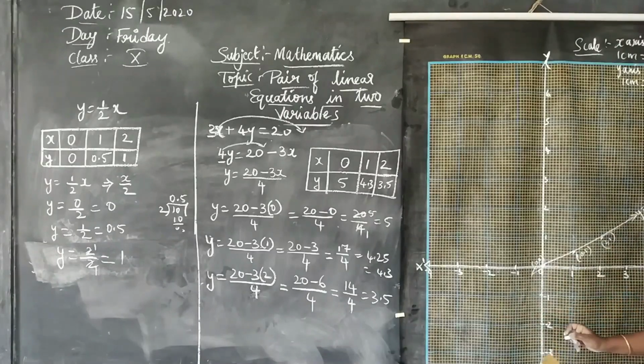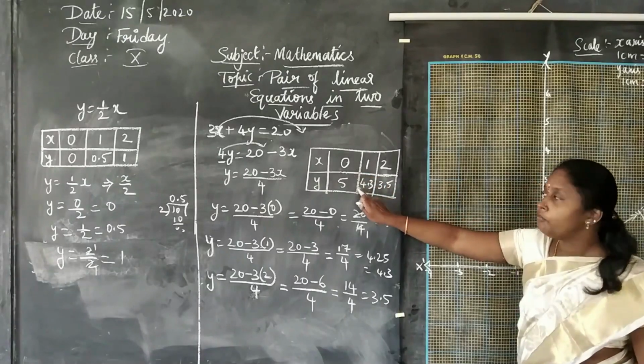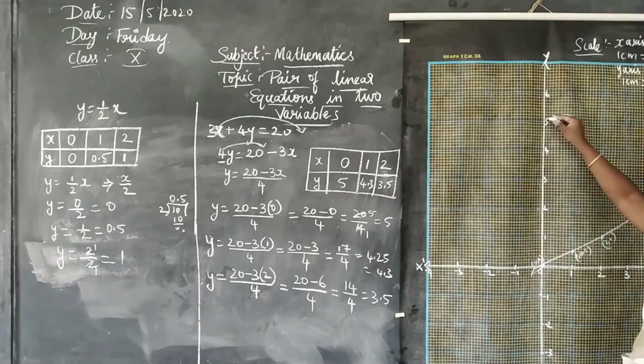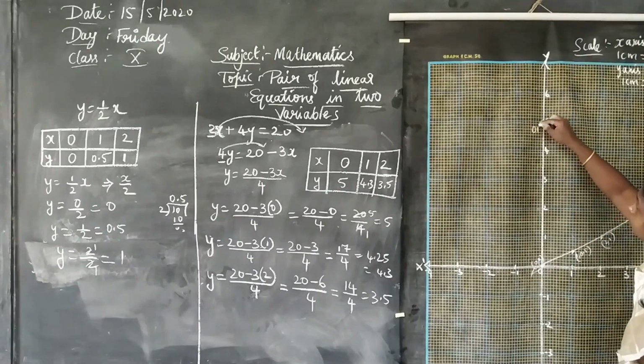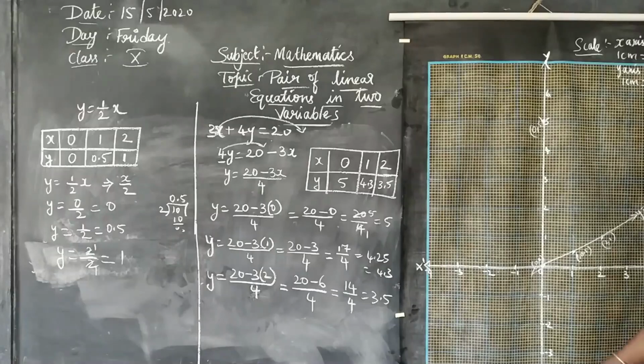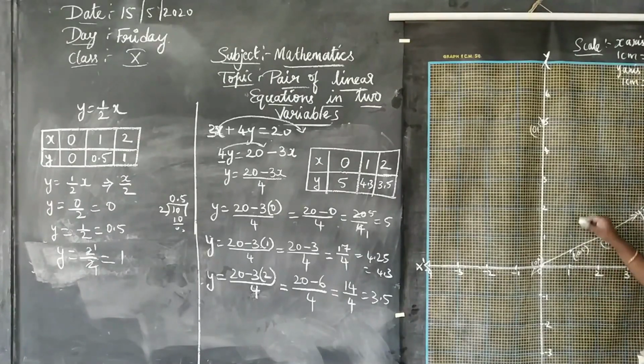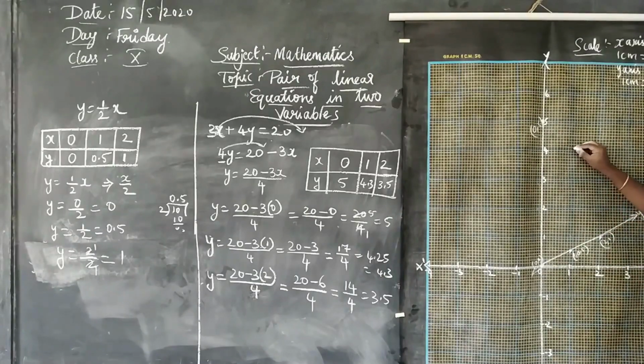Then the second one, let me mark it here. x is 0, y is 5. Where is it here? Can you see? (0, 5). This point. Next, x is 1, y is 4.3. 4 is here, and 0.3 is 1, 2, 3. So (1, 4.3). Is it clear?